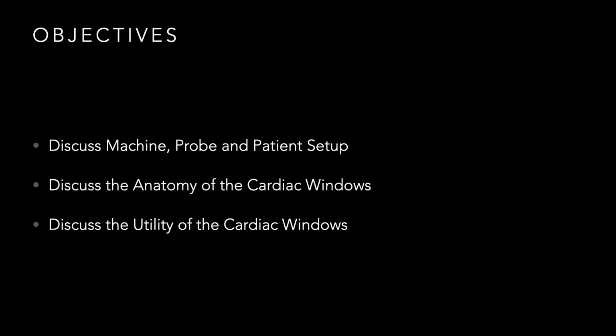So with that said, let's dive into probe and machine settings. When you wheel your machine into the room, you say, I've got to do a bedside echo for whatever reason. There's a myriad of indications for a bedside cardiac ultrasound, whether the patient's hypotensive or tachycardic, or there's a trauma, you name it. There's just a thousand different ways you can get yourself into this scenario. And so you're going to walk into the patient's room, and you're going to have to set a few things up on the machine.